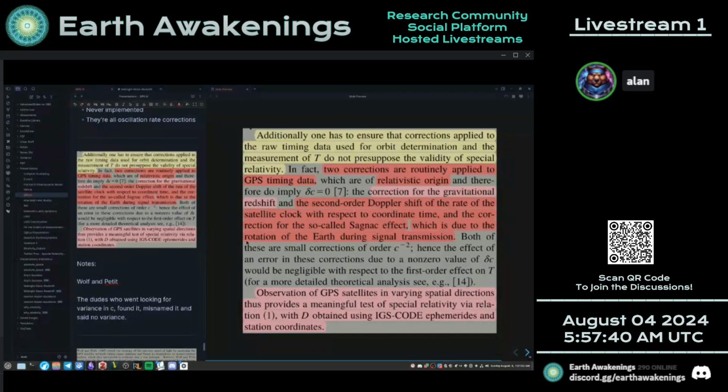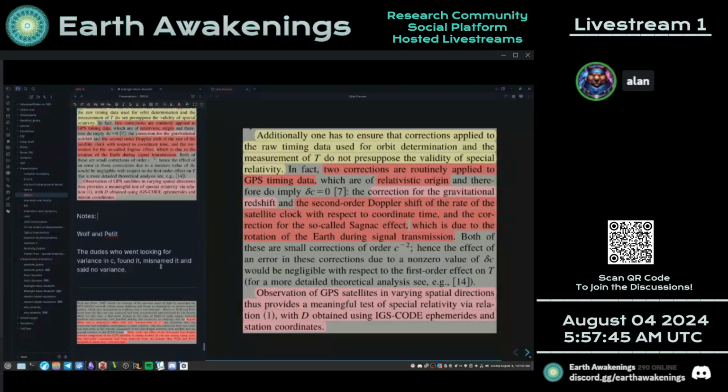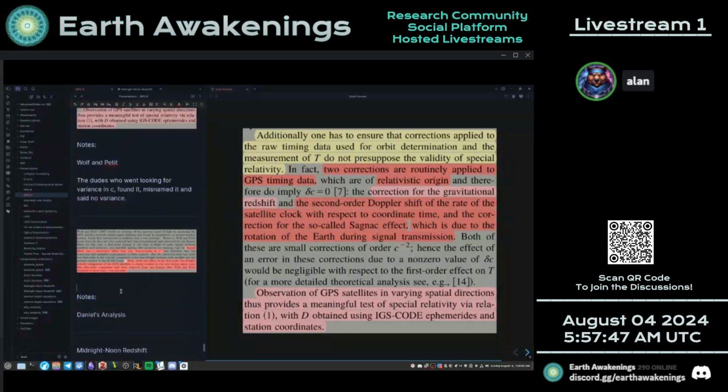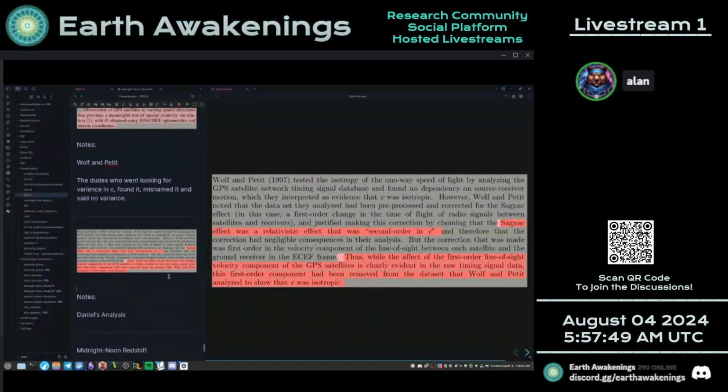Because, you know, we're big into, why do these distances match? Why is it all proportional? Well, this would facilitate that. So here we have an analysis by Daniel Garzi, who's going over the Wolf and Pettit's mistake here. He says, Wolf and Pettit, 1997, tested the isotropy of the one-way speed of light by analyzing the GPS satellite timing signal database and found no discrepancy on the source receiver in motion, which they interpreted as evidence that the speed of light was isotropic.